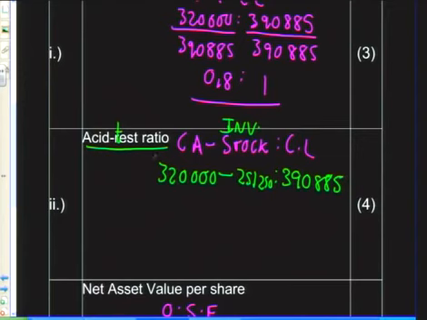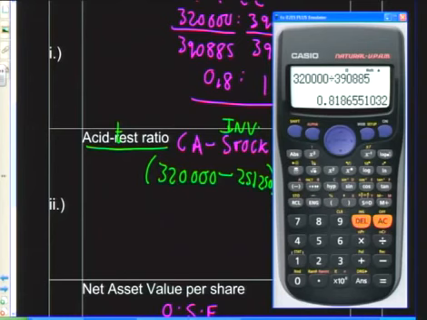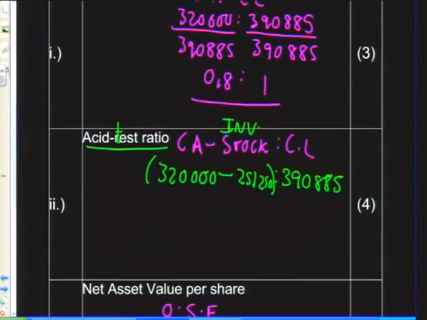Right, let's now work out this ratio. So remember, this calculation needs to be done first. So let's get the calculator out again. I'm taking 320,000, which is my current assets, and I'm subtracting my inventory 251,250. Let's do that one more time. 320,000 minus 251,250. Okay, that looks better. 68,750.